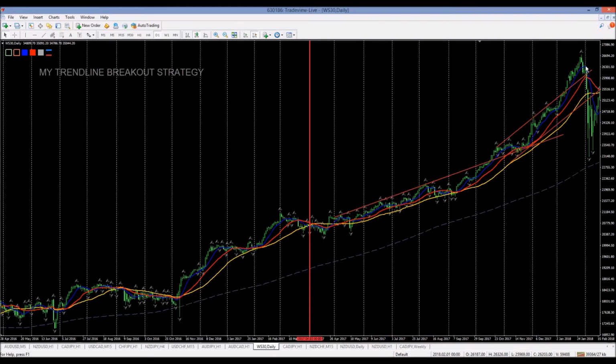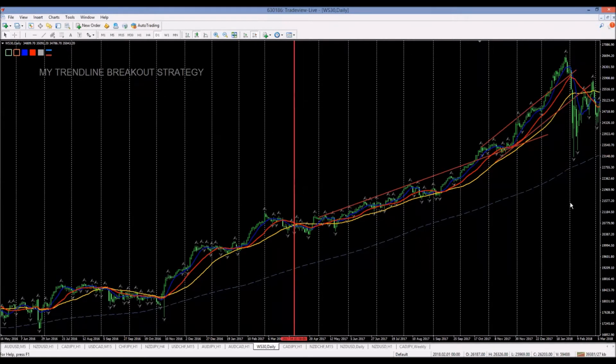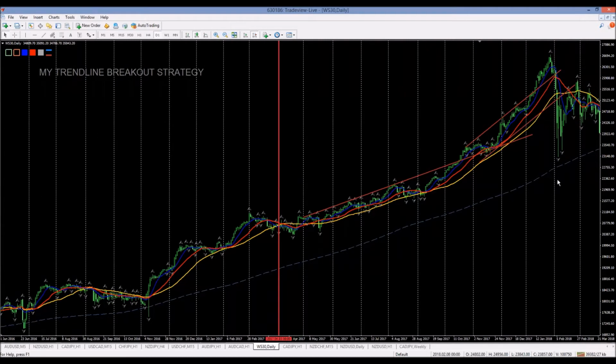Notice also it was a swift move, hook back, right? These are days. Each candle is a day. It took weeks, if not months, from this point, 1 month, 2 months, 3 months, came back down in a few days. That's why I like to trade the trend line break.